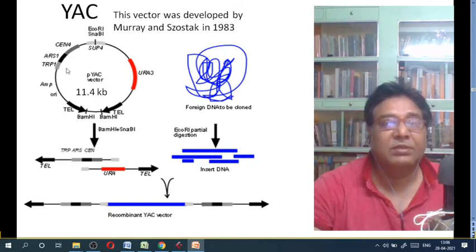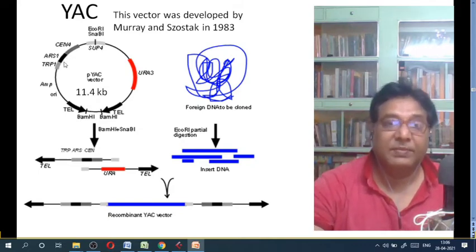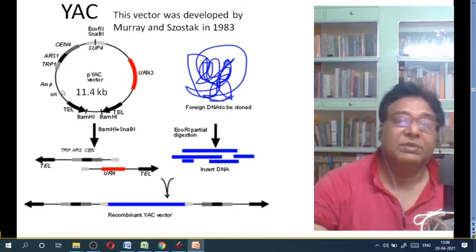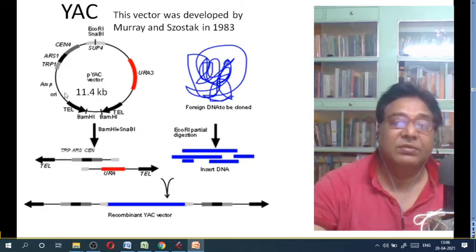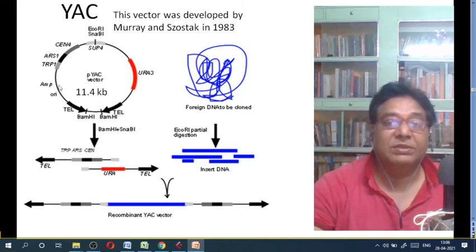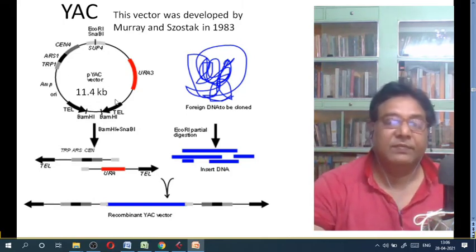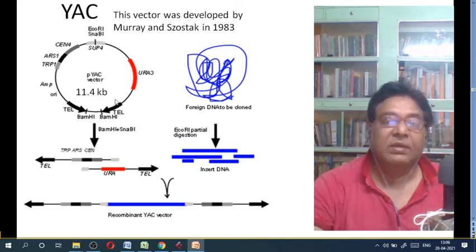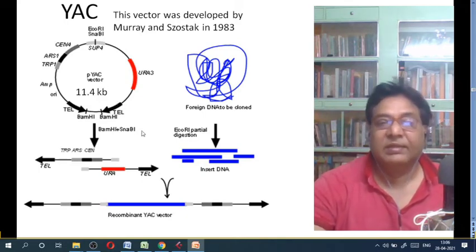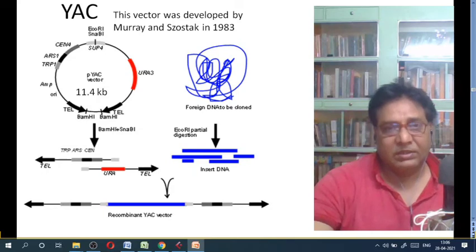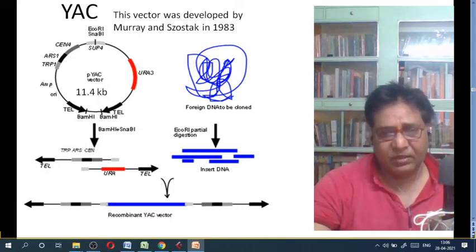This ARS is the autonomous replication sequence. This is one origin of replication that is needed. AMP gene is also there. Bacterial origin of replication is also there, because this can also be maintained in bacterial cells for the purpose of storage or maintenance. So this is how these YAC vectors are used for genomic DNA research.